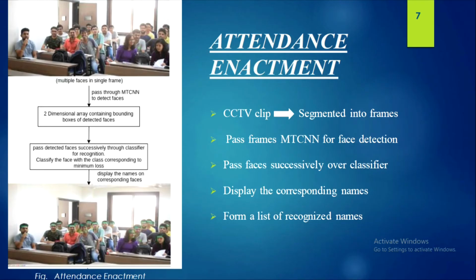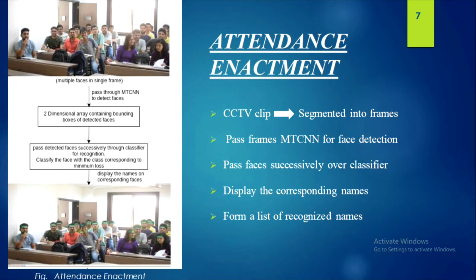The next module we have is the attendance enactment module. What this module does is it takes CCTV footage and generates a list corresponding to the names of all the present students. How it does this: it takes a CCTV clip and segments it into frames. Each frame is first pre-processed and then passed over MTCNN for face detection.